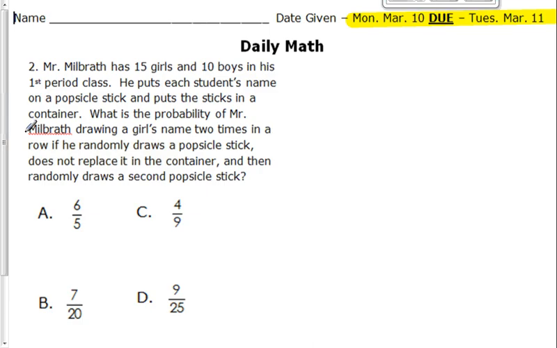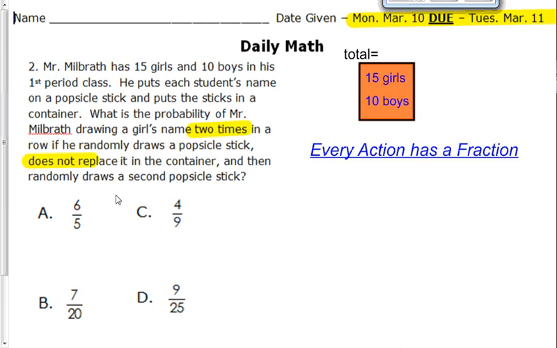Problem number 2 on Monday. Mr. M has 15 girls and 10 boys in his first period. He puts each student's name on a popsicle stick and puts the sticks in a container. What is the probability of Mr. M drawing a girl's name out 2 times in a row if he randomly draws the popsicle stick, does not replace it in the container, and then randomly draws a second?